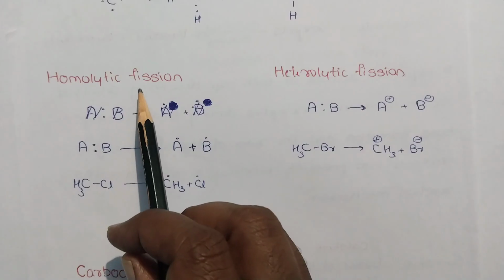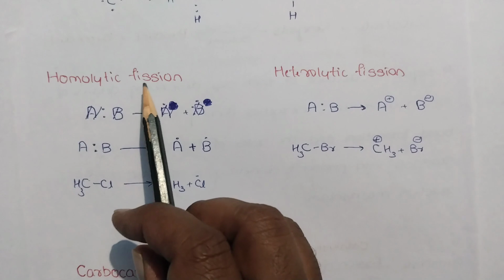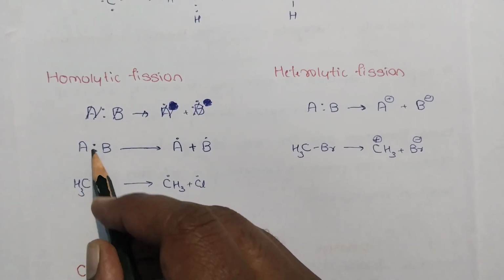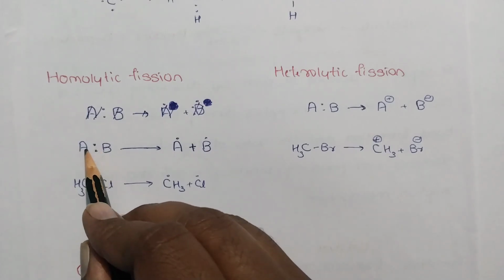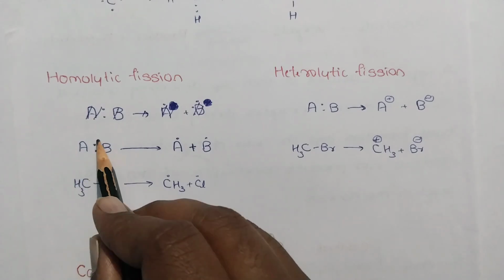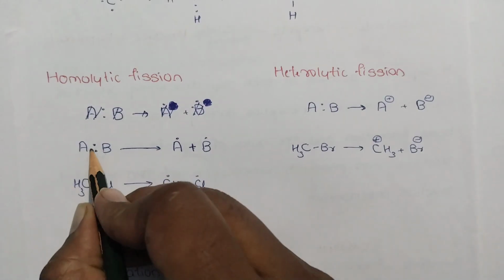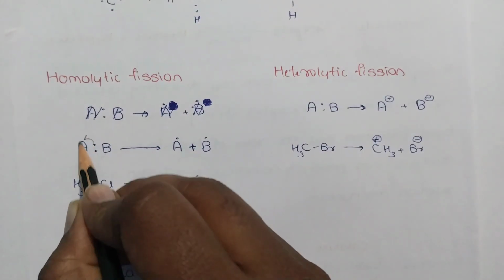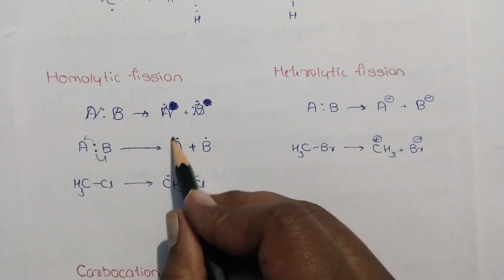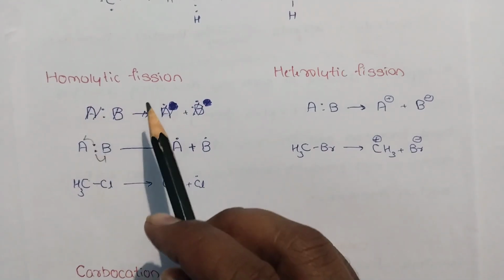In homolytic fission, the fission, meaning the break of the bond, takes place homolytically, and one electron goes to one atom, another electron goes to another atom. After the cleavage, the electrons are shared equally. Here you can see that one electron goes to atom A, another goes to atom B, so that you get the A free radical and B free radical. This is called homolytic fission.